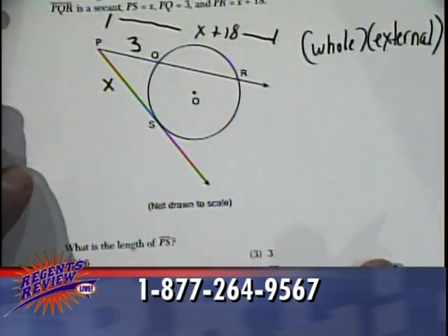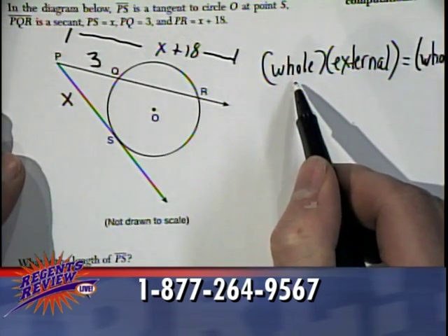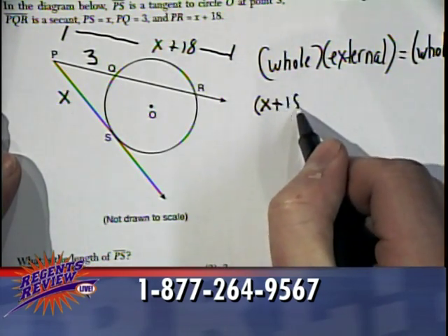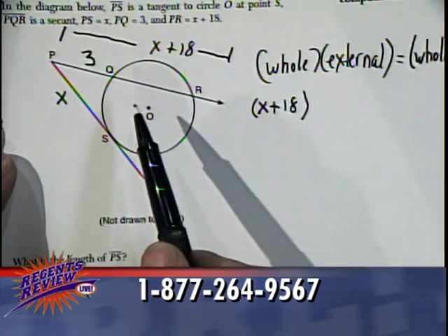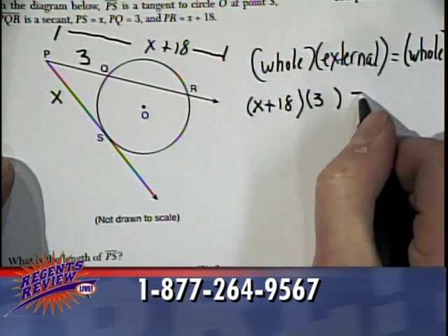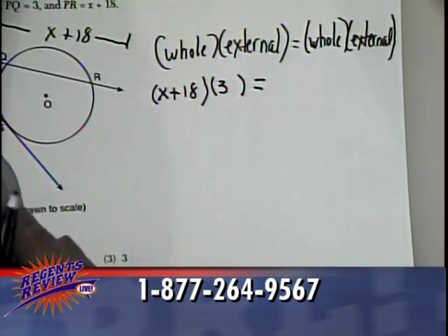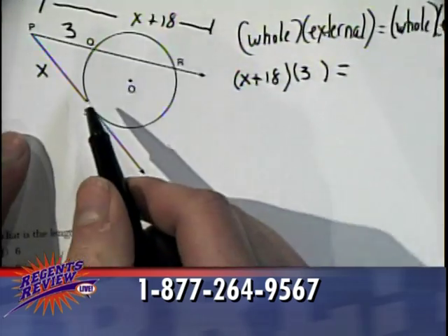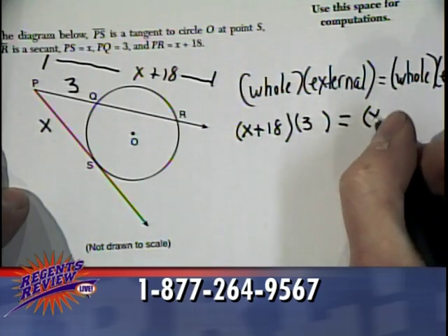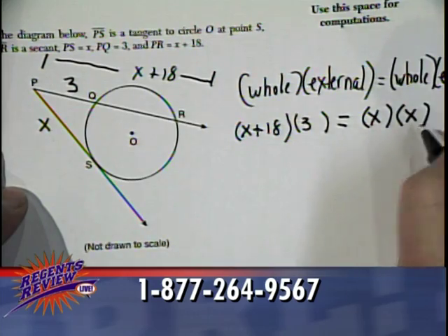We're dealing with a tangent and a secant. So what I want to do is whole secant, which I labeled as x plus 18, times its external part, the part on the outside, which is 3, equals, now I took care of my secant, now I'm going to take care of my tangent. This is not a trick question, but the whole tangent here is x. And now when I go to the external part, it's also x. So the whole and the external are both x here.